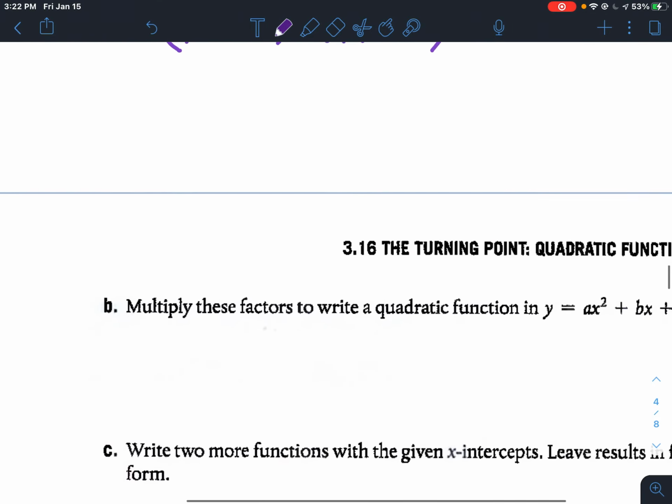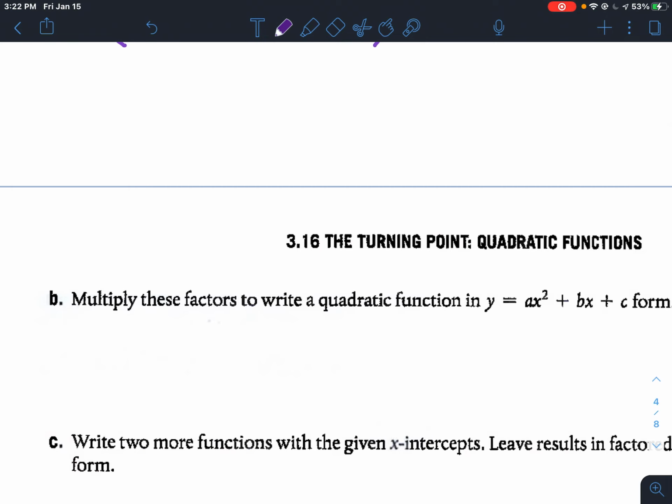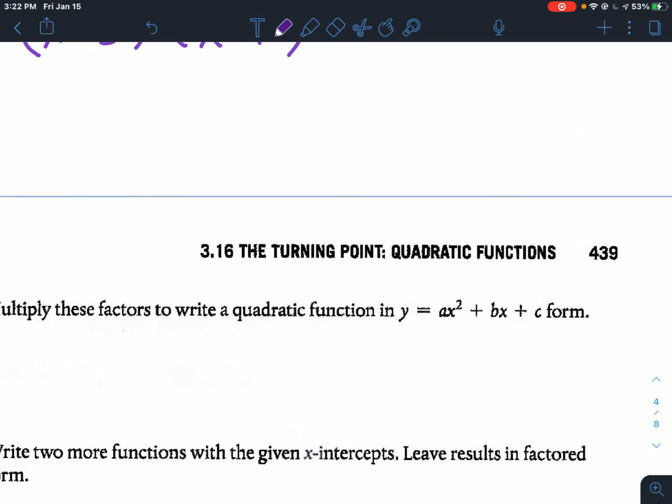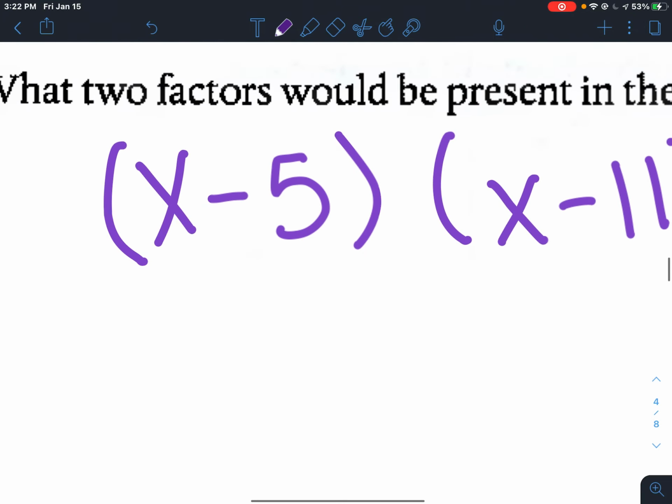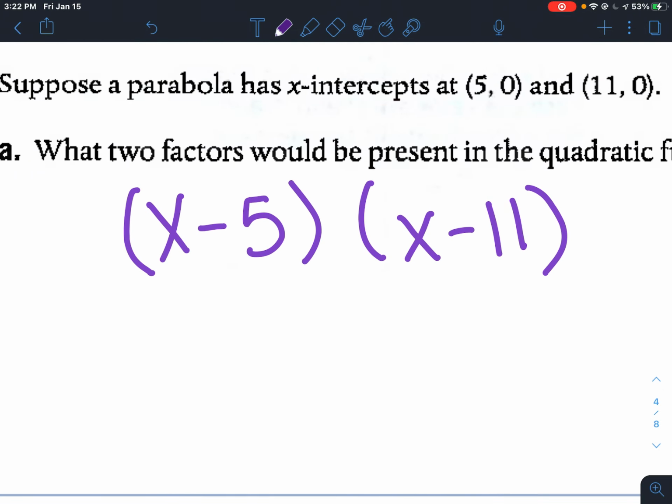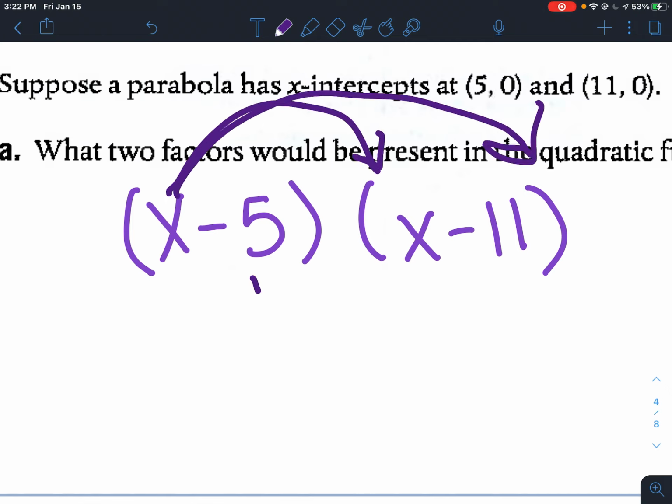Multiply these factors to write a quadratic function in its standard form. So I'm going to take this and distribute, FOIL, multiply, however you want to say it. I'm going to go this way, this way, this way. Oh, no. This way, this way. So I'm going to distribute.